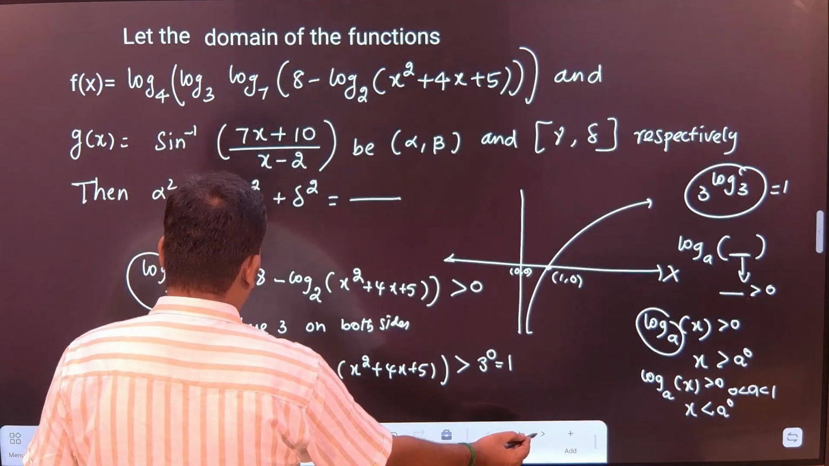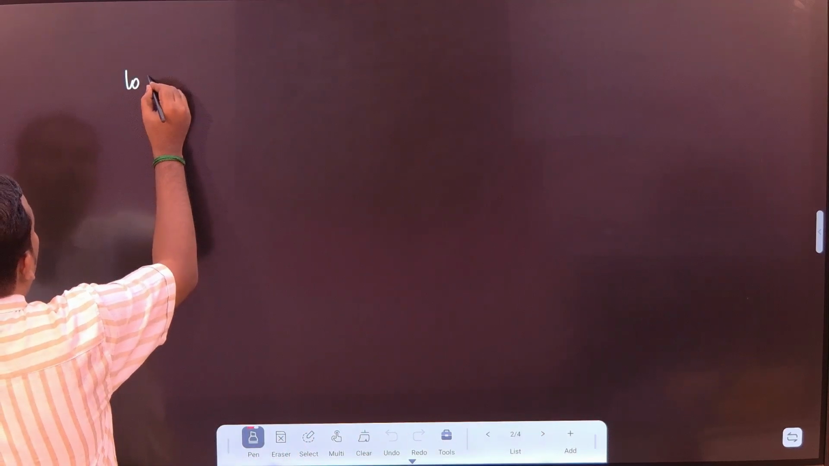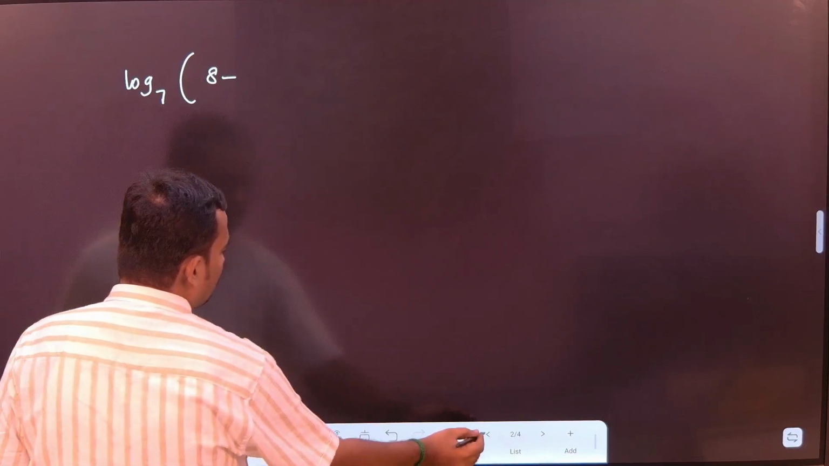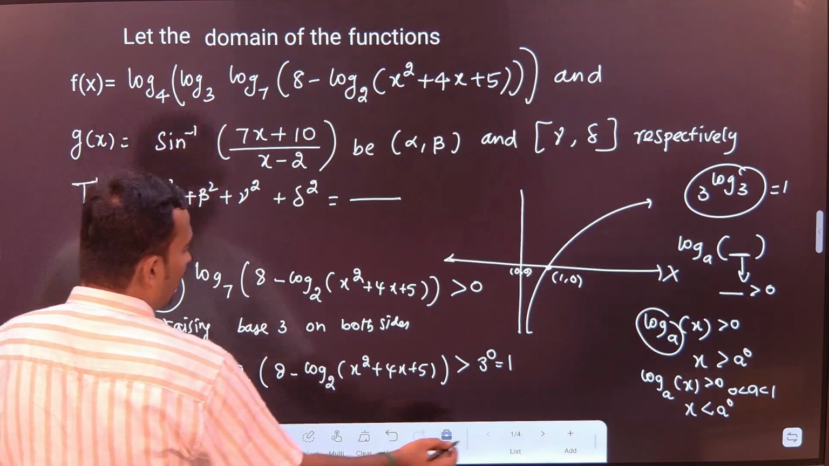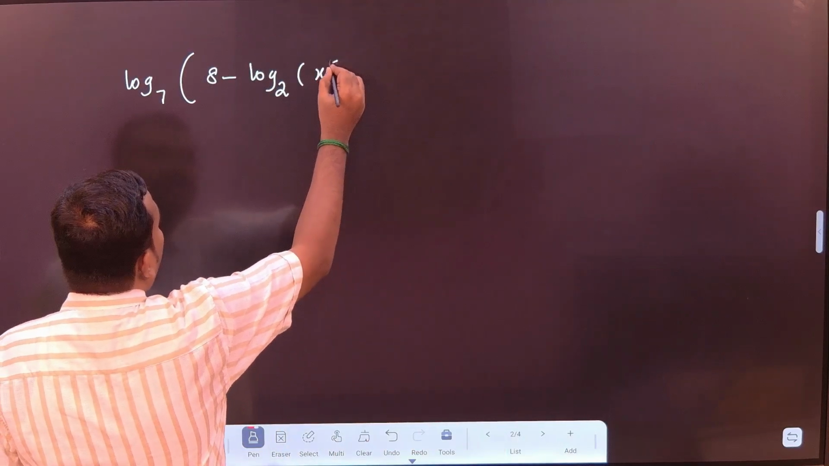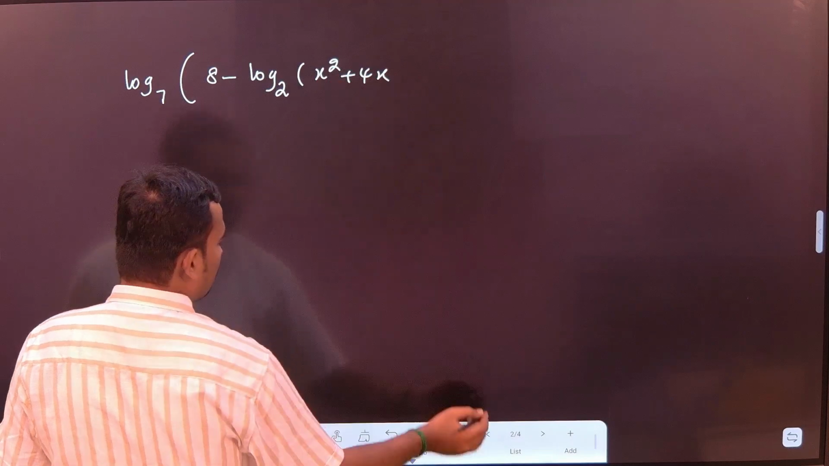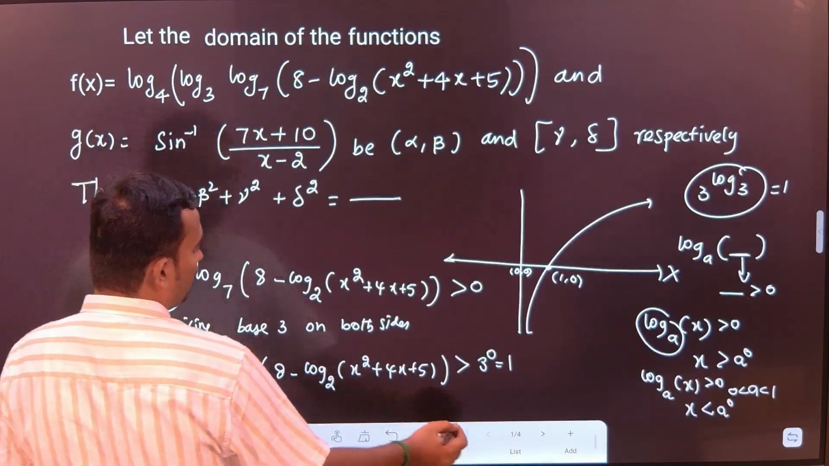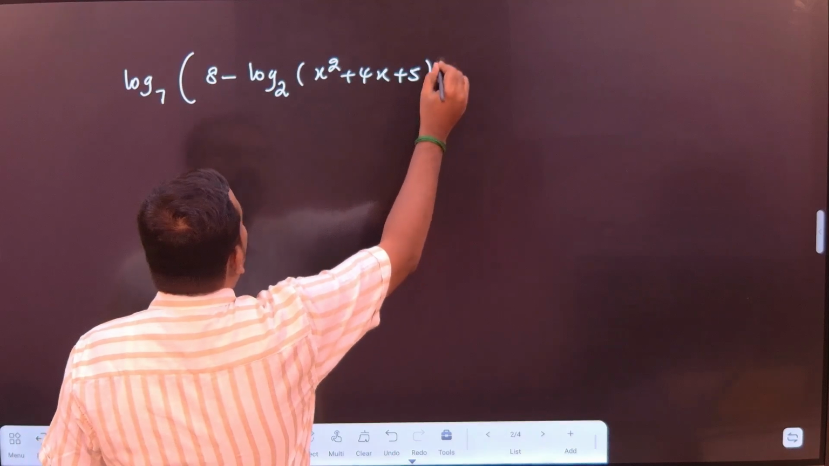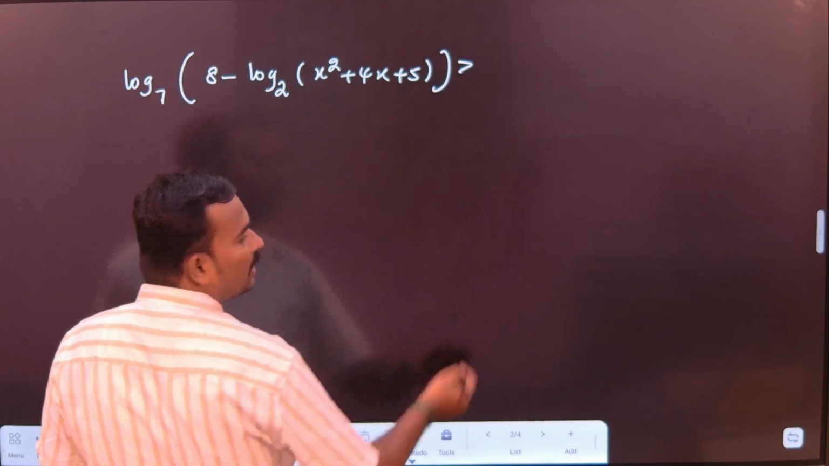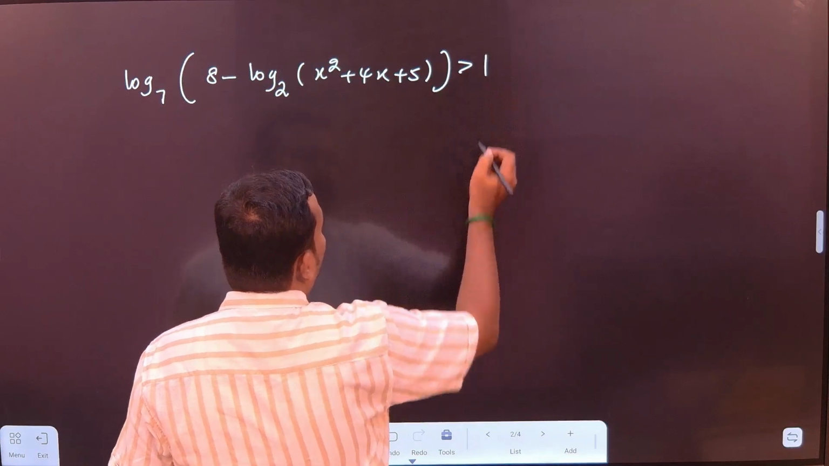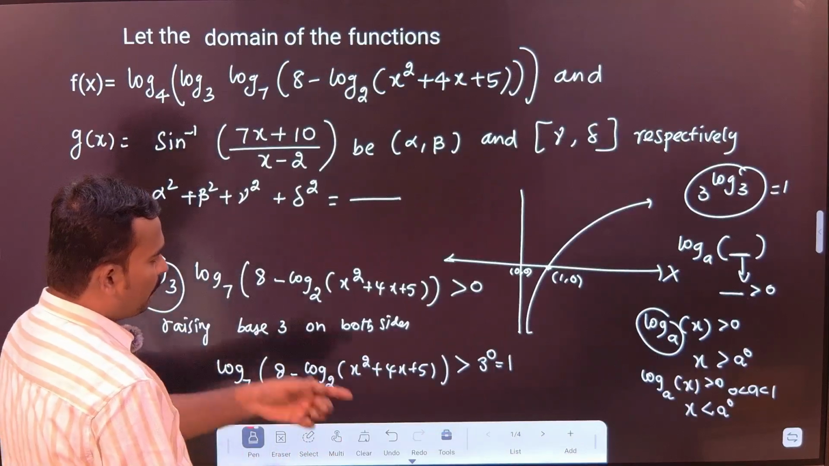So what is that? Log base 7, we can write this one. Log base 7, 8 minus log base 2 of x square plus 4x plus 5 is greater than, strictly greater than what? 3 power 0, it's 1, right? You can see here 3.